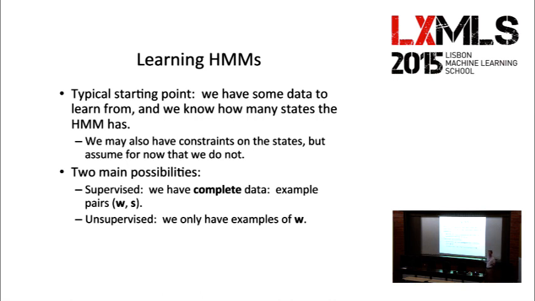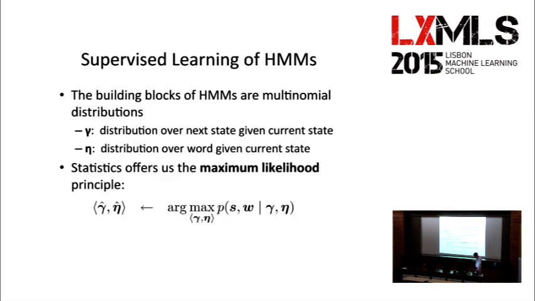We're going to talk about two variants of the learning problem. In one of them, we have complete data. We have pairs of W, words, and S, states. Here, in learning, the states are not actually hidden. They're only hidden at test time. In the second case, the unsupervised case, the more classical case, and the harder one, we have examples of words only. We don't observe the states. They're always hidden, even at training time. Supervised learning is much easier.